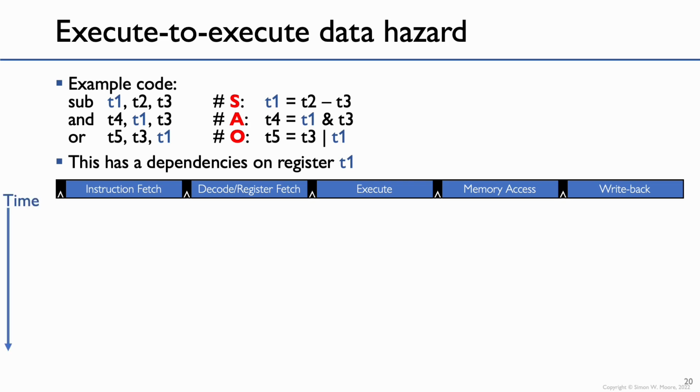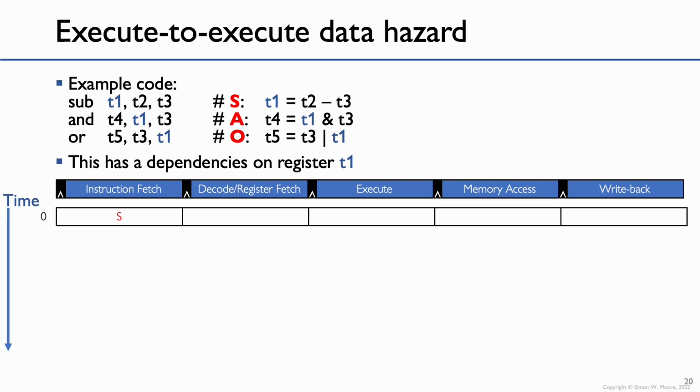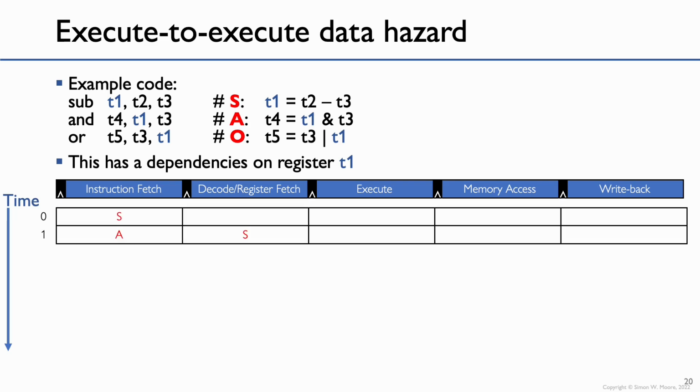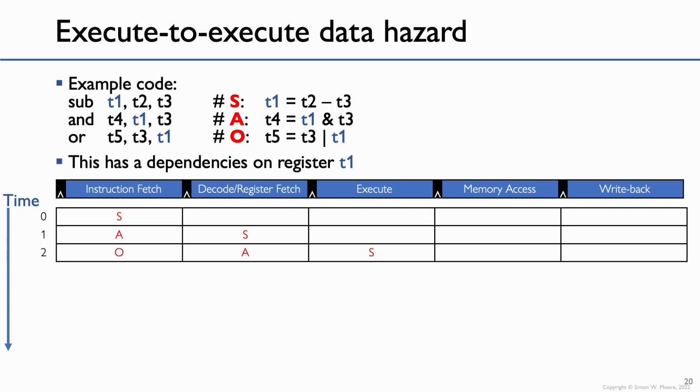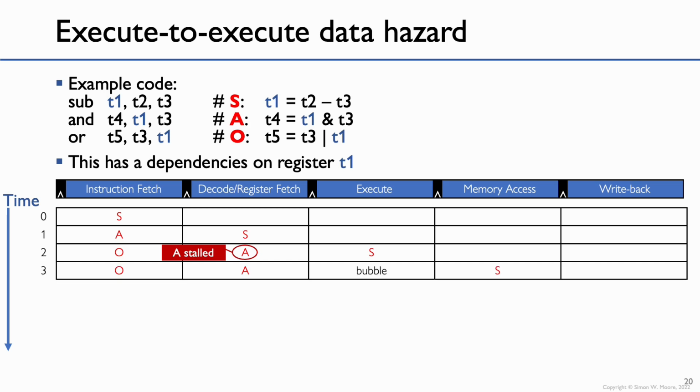So let's have a look to see how we proceed in time. Obviously we begin by fetching S. As S is being decoded, we fetch A, and when we're executing S, we're decoding A and we're fetching O. Now, if we're not careful, we have to stall A because S hasn't actually written its result back to the register, and we haven't been able to use that forwarding path that we introduced for load instructions.